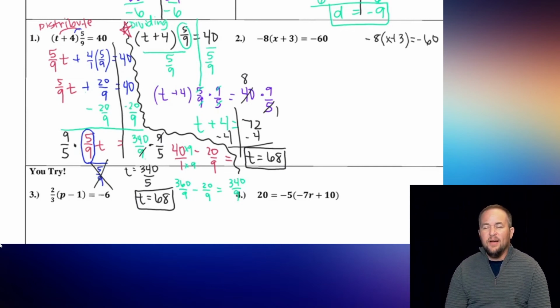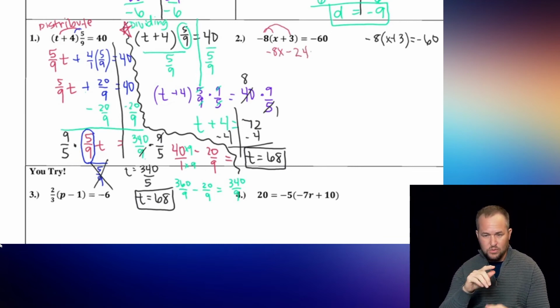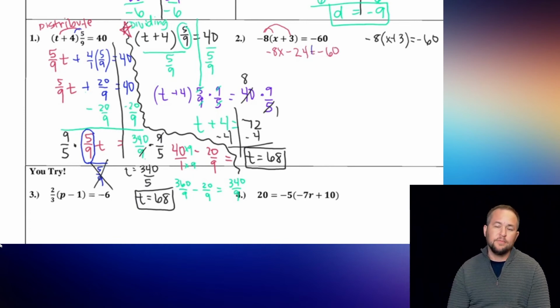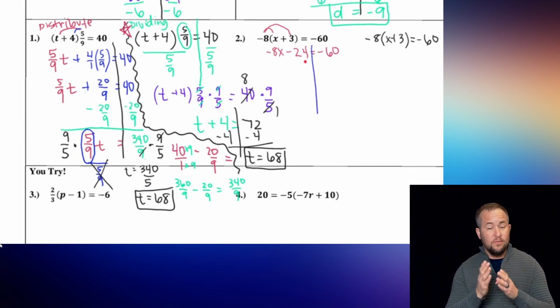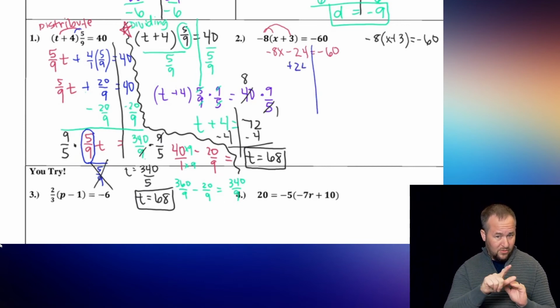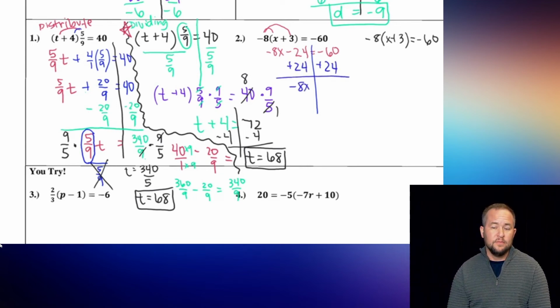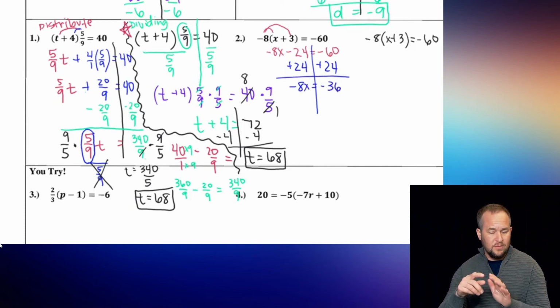It was negative 60. We're going to do the distributive first. So negative 8 times x is negative 8x. And negative 8 times 3 is a negative 24. And that whole thing equals negative 60. Next step here, you want to deal with the side with a variable and deal with the order of operations in reverse. So add 24 to both sides. So now I have negative 8x equals, and then when I subtract that out, I get negative 36.